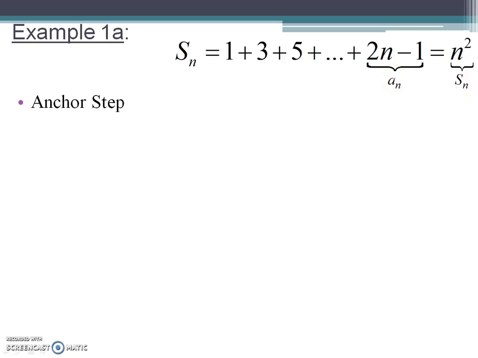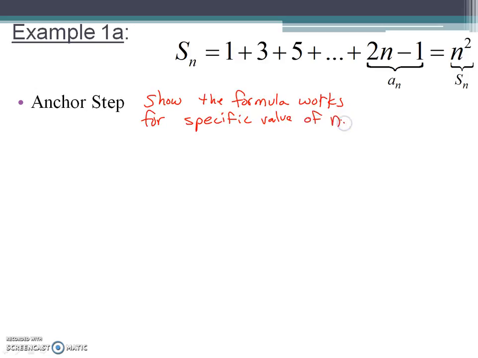We're going to prove it algebraically. So, first thing we're going to do is the anchor step, where we're going to show that the conjectured formula works for a specific value of n. We've done that plenty of times for this particular sequence, but we're going to repeat it for sake of completion in this particular example.